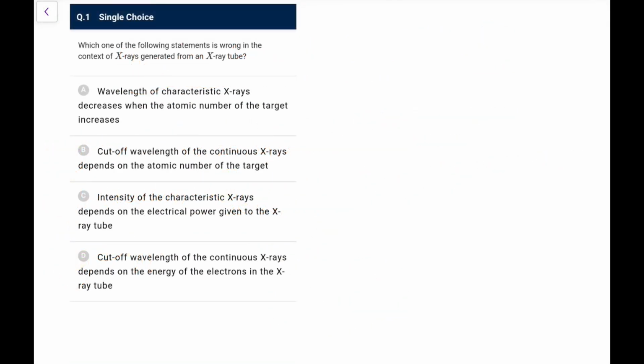Which one of the following statements is wrong in the context of X-rays? So you have to choose the wrong one. Wavelength of the characteristic X-ray decreases when the atomic number of the target increases. This is right. Cutoff wavelength of the continuous X-rays depends on the atomic number. This is wrong. Cutoff wavelength only depends on the potential applied. It does not depend on the atomic number, so it's wrong. So move forward. Next one.